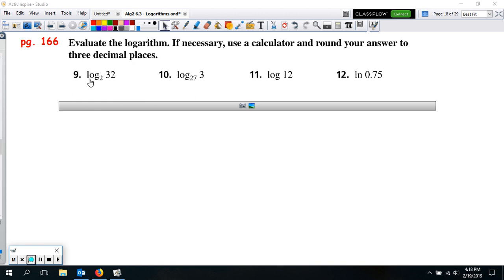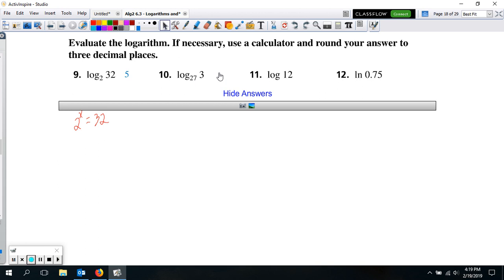So first of all, 9, we would want to see that that's going to be 2 to what power? We're looking for the exponent here. So 2 to what power will equal 32? So basically you can think of it in this way: 2 to the x power equals 32. So what do we need to raise the 2 to give us 32? We already talked about that. That was 5. So our exponent will equal 5 for this one. The logarithm will equal 5.